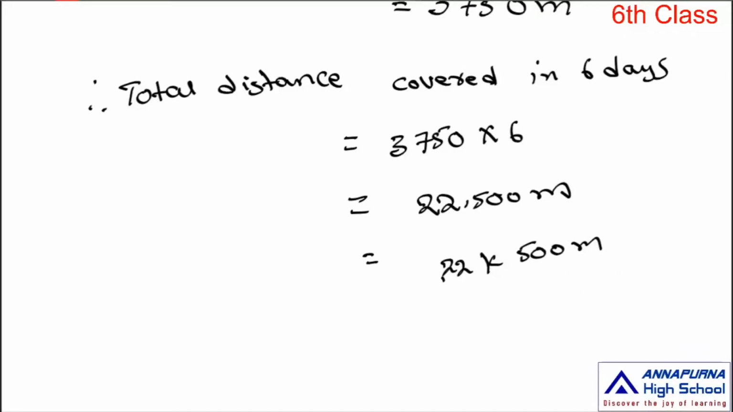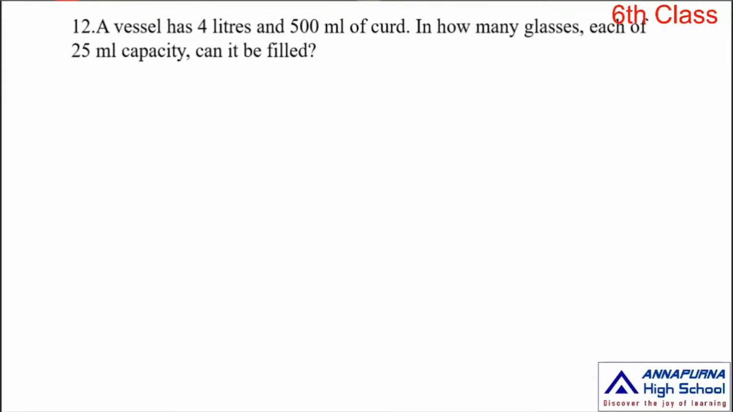Let us start the next problem, the 12th problem. A vessel has 4 liters and 500 milliliters of curd. In how many glasses, each of 25 ml capacity, can it be filled? A vessel has 4 liters and 500 milliliters of curd. In how many glasses, each of 25 ml capacity, can it be filled?